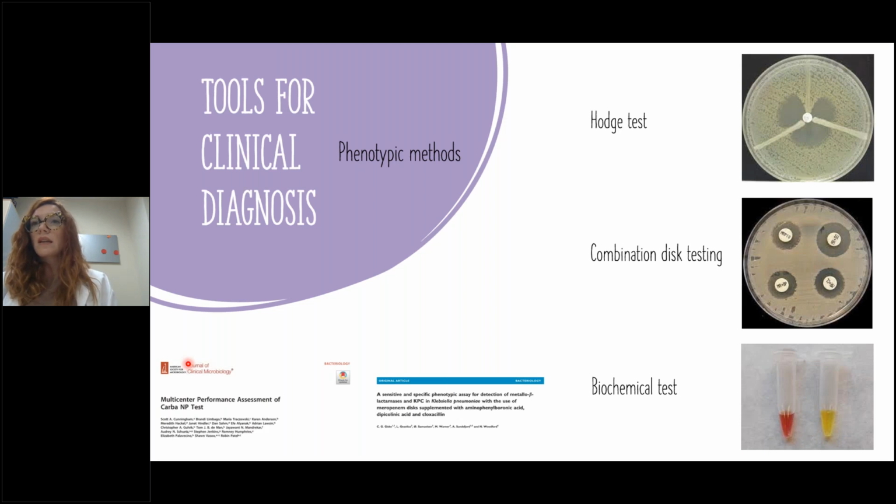But also in this line, the biochemical test, also known as the Carba NP test, is a phenotypic method and gives results very rapidly and is very accurate as well. It is based on a change of color in the medium where you have to incubate bacteria with the antibiotic, and after the activity of the enzyme, you measure if there is a change in the color of the buffer, the reaction is positive for the hydrolysis.